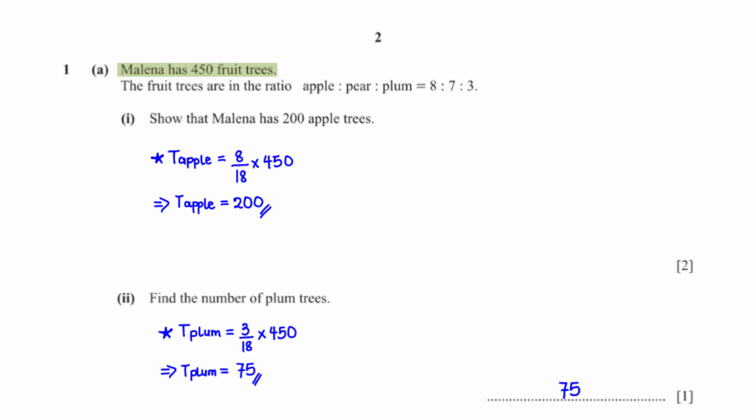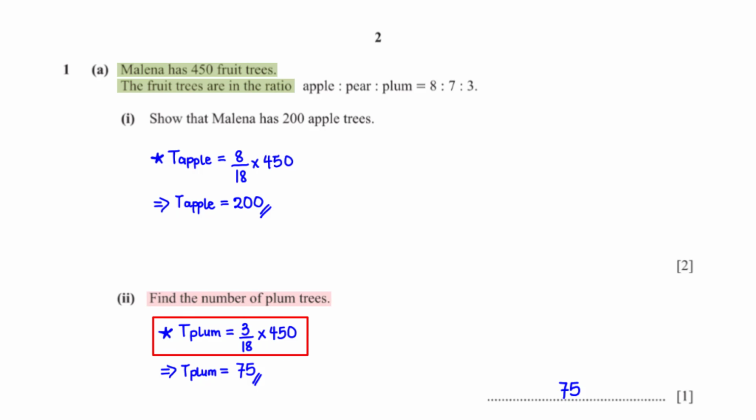Malina has 450 fruit trees. The fruit trees are in the ratio apple is to pear is to plum equals 8 is to 7 is to 3. Show that Malina has 200 apple trees. To get the number of apple trees, we take the ratio share for the apple trees, which is 8, divided by the sum of the ratios 8 plus 7 plus 3, which is 18, multiplied by 450. This gives us 200.